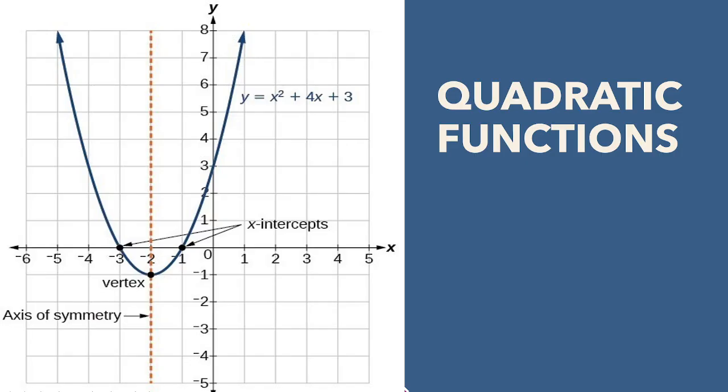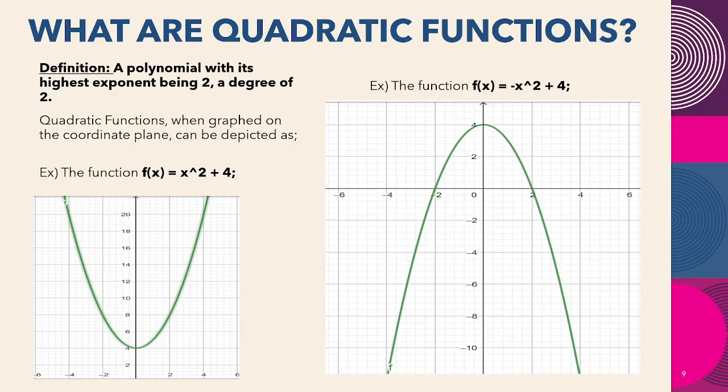So now let's move on to quadratic functions. So what are quadratic functions? Well, a quadratic function is basically a polynomial with its highest exponent or degree being 2. And so quadratic functions, when graphed on the coordinate plane, can be depicted or graphed as, for example, here, we can see the function f of x or y is equal to x squared plus 4.